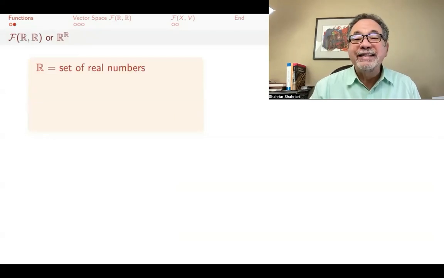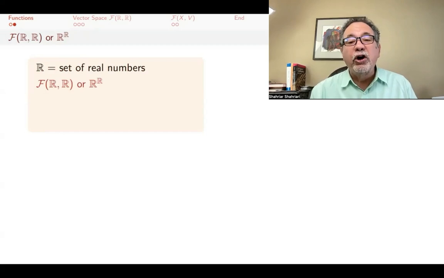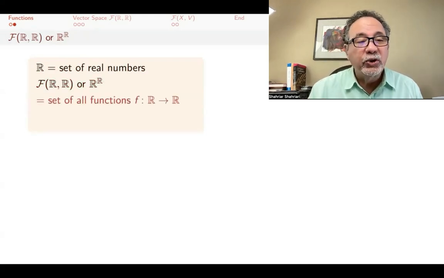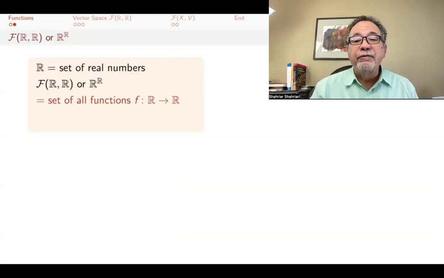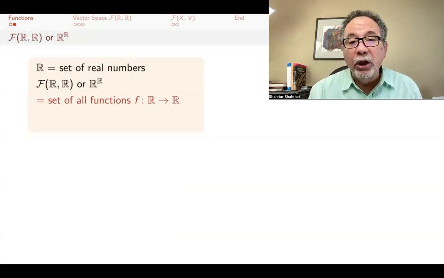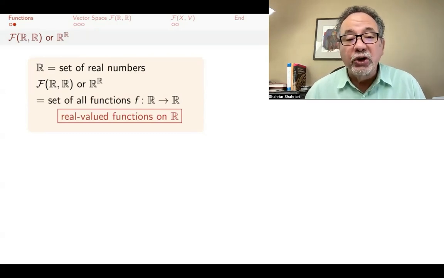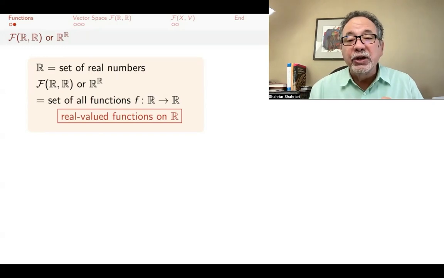I want to talk about sets of functions. R is going to be the set of real numbers, and F(R,R), or maybe a better notation, R raised to the power R, is going to denote the set of all functions from R to R. Not just one of them, but all real valued functions on R. Functions on R means that the domain is R. Real valued means the values you're getting out are real.